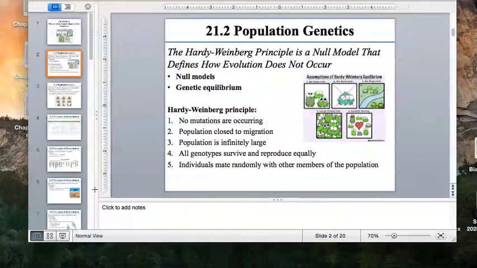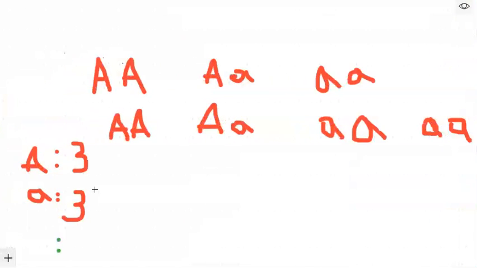All right, number 3 is the population is infinitely large. So this one has to do with genetic drift.